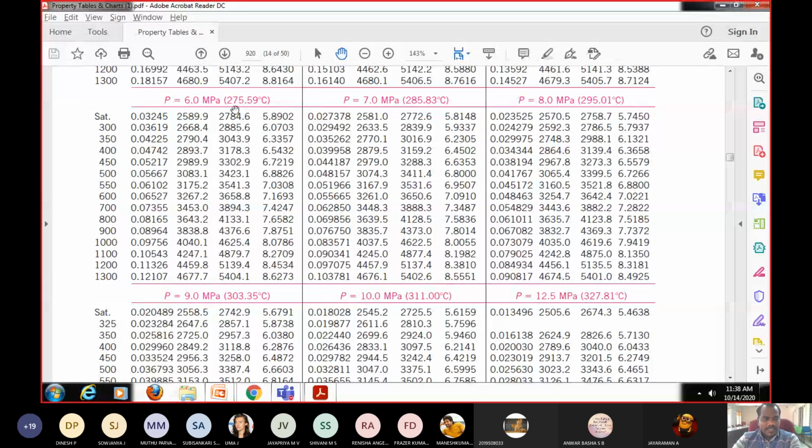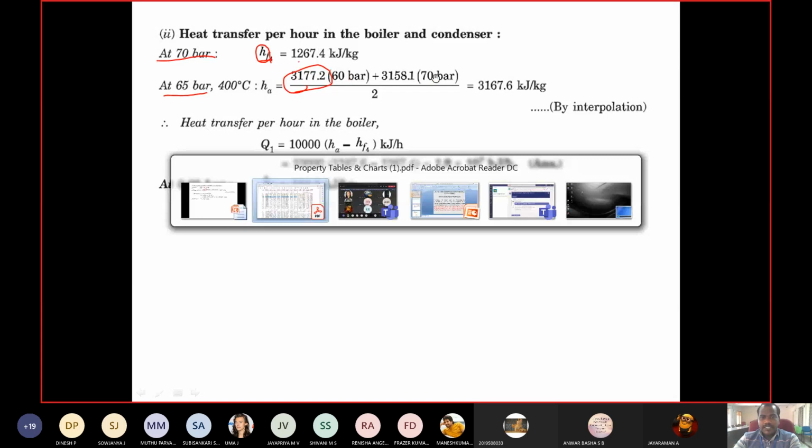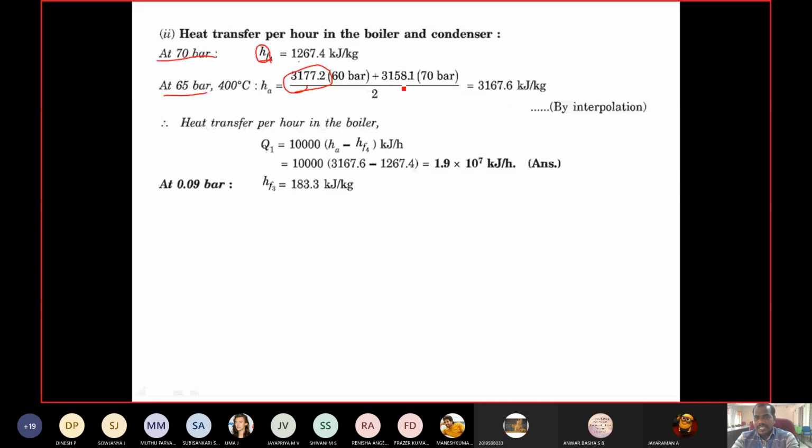So we have to get the property at 400, but for the pressure 6.5. Then we can take the average of these two H values. If the H of the first table is 3178, and at 70 bar the value is 3159. They referred to some other table, so there is some mismatch, but the value is approximately exact. So if we take the average, we can get the H value at 65 bar and 400 degrees Celsius.